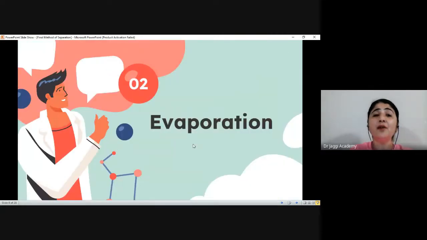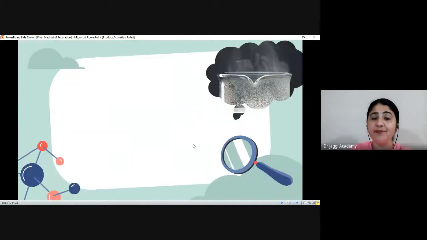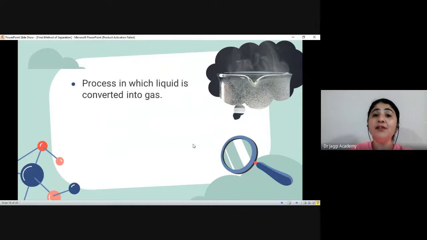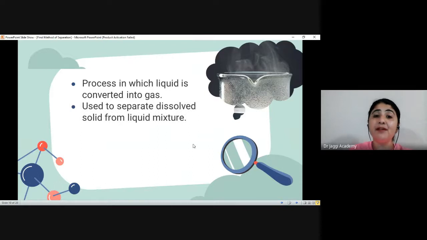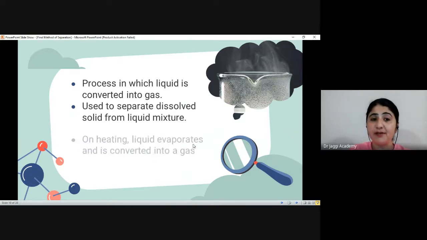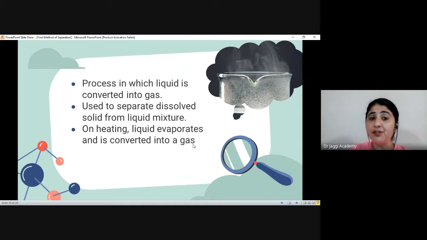The next method of separation is evaporation. First we will discuss what evaporation is. Evaporation is a process in which a liquid is converted into gas, and it is used to separate the dissolved solid from the liquid mixture. This is different from filtration, because in filtration we separate the undissolved solid from the liquid mixture. In evaporation, on heating the liquid mixture, the liquid evaporates and is converted into a gas, and the solid is left behind.